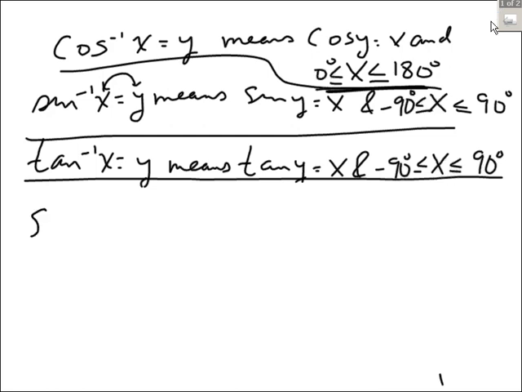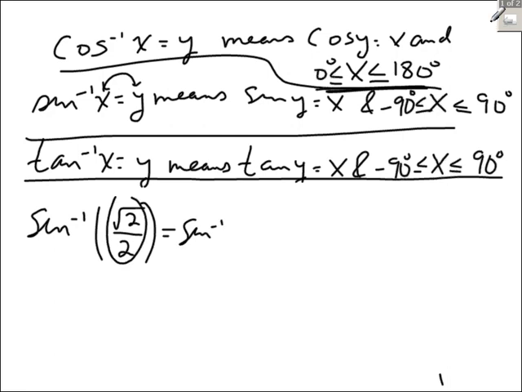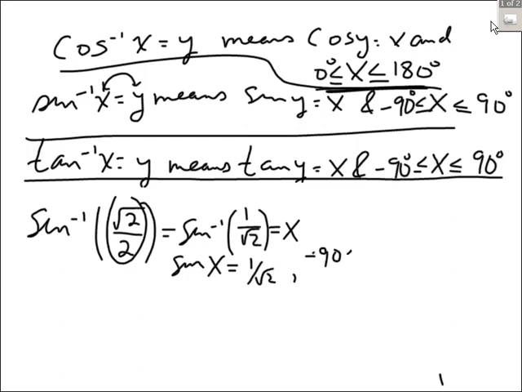If they ask you for the sine inverse of square root of 2 over 2, well, first thing you should realize is that they simplified it. It's really 1 over square root of 2. Why do I want that? Well, you'll see in a moment. So call this x. Then we know the sine of x is 1 over square root of 2, and that x is in between negative 90 and positive 90 degrees.